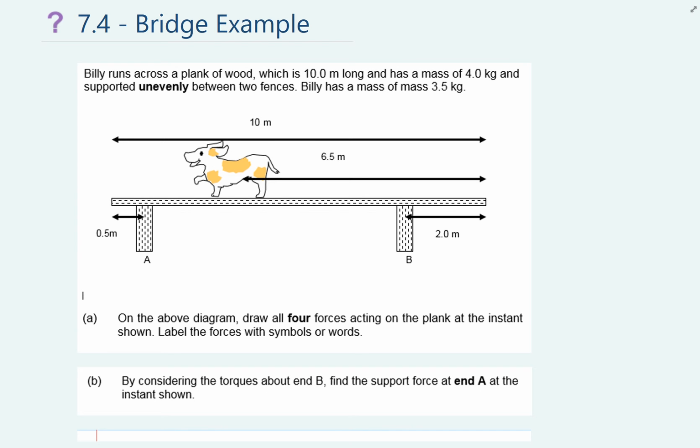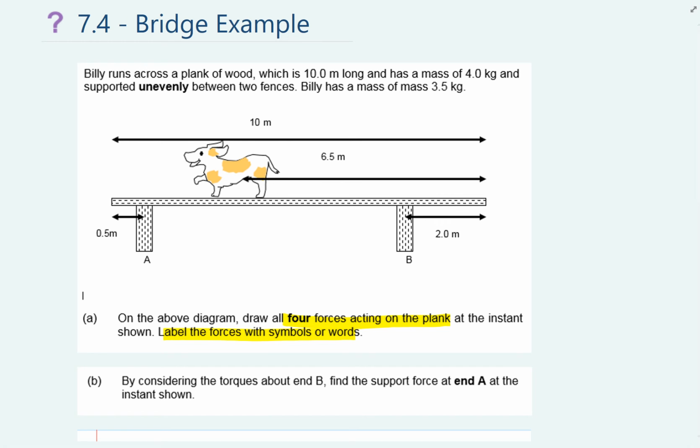Okay guys, here's another example of a torque equilibrium problem with a dog on a bridge. As I said before, with these kinds of problems they tend to be either high merit or low excellence. Now the first thing you've got to do here is draw the four forces acting on the plank, and you need to label the forces with symbols or words.